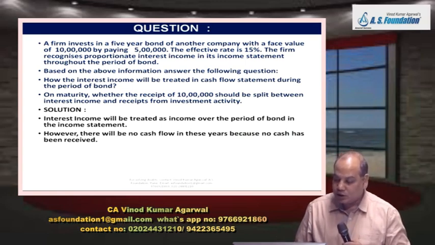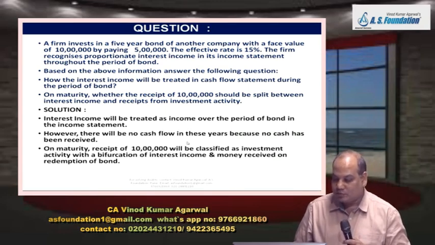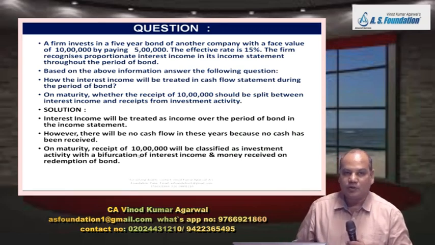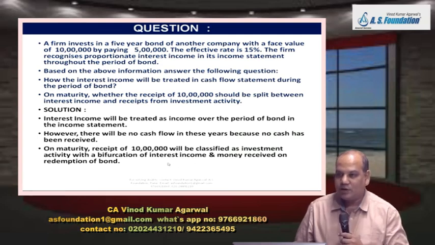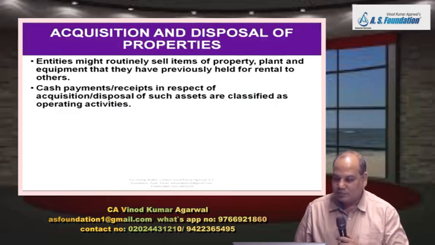However, there is no cash inflow in these years because no cash has been received. Then on maturity you will get 10 lakh rupees, and for presentation purposes, out of 10 lakh, 5 lakh is your repayment of principal and 5 lakh is your interest income. So both will go to investment activity.